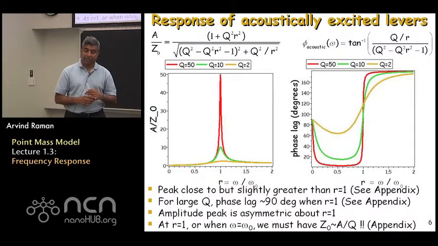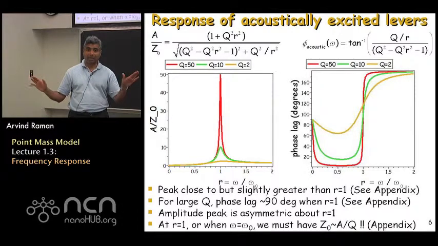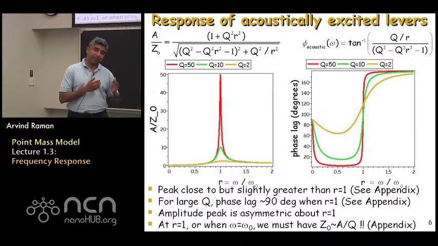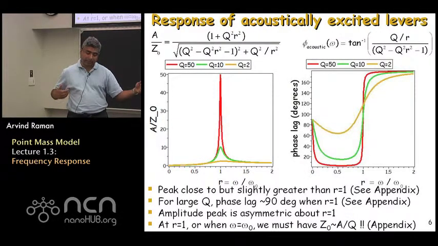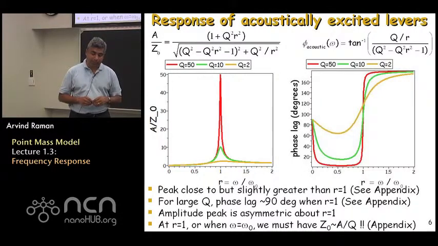The other important thing we notice is that if you go back on the left-hand side and look at the amplitude response, it again is not symmetric about R equal to 1. As you move away from the peak to the sides, the foothills of the peak, so to speak, you find that in acoustically excited cantilevers, the measured amplitude of the response is larger when you're above resonance as compared to below resonance. That's an asymmetry that comes out.